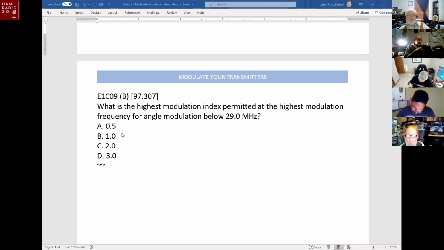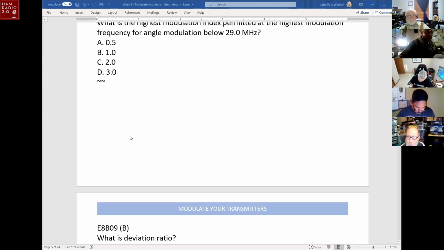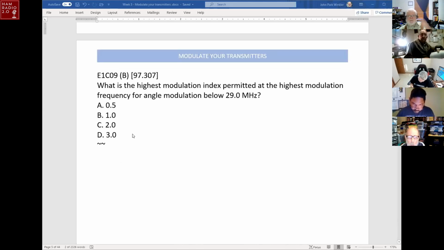And it's going to look an awful lot like phase modulation, even if it is frequency modulation with that low modulation index. It has about the bandwidth of an AM signal. There is a little trick in this question, and that is at the highest modulation frequency. So if you're doing typical voice that has components up at 3 kilohertz, then your deviation can't be more than 3 kilohertz.